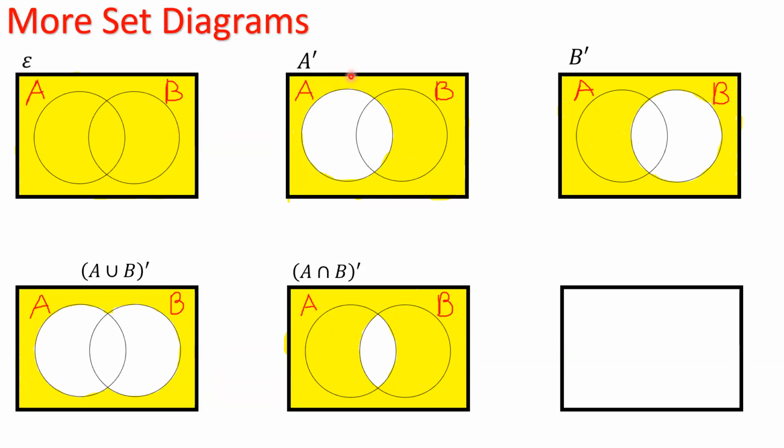Now, the way we get A complement is we shade in everything except for A. And tell me, Latavia, what is B complement? Everything except for B. Very good.